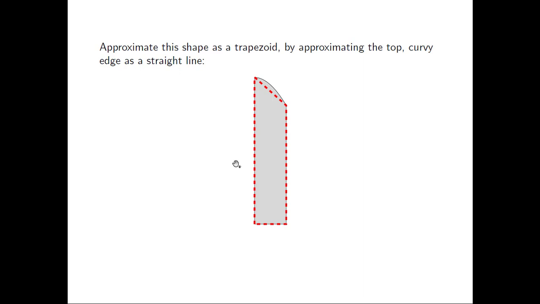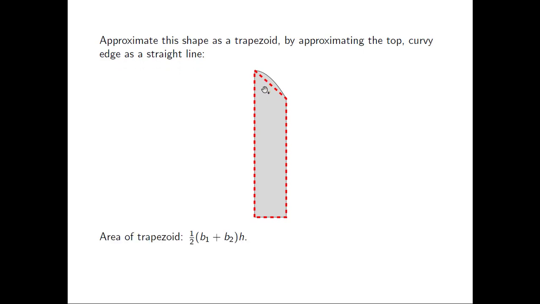What we're going to do with this guy is we are going to approximate it as a trapezoid. We do this by replacing the top curvy edge with a straight line segment. We can then use this formula for computing the area of a trapezoid.